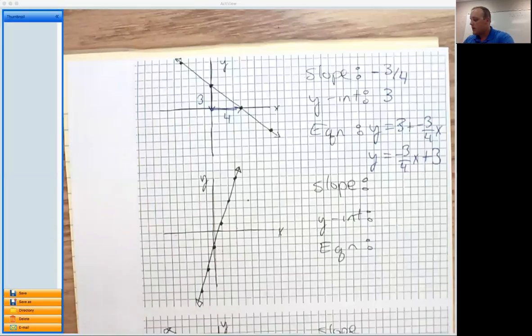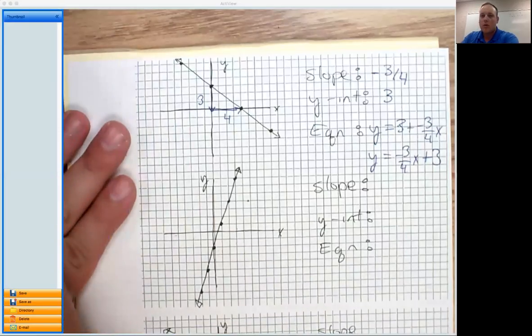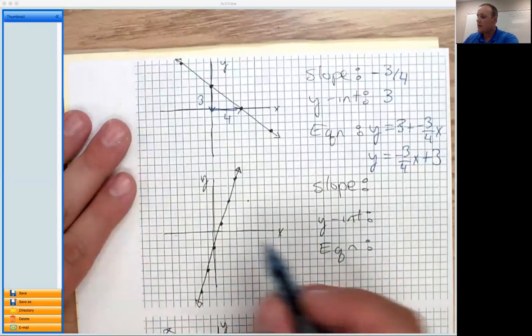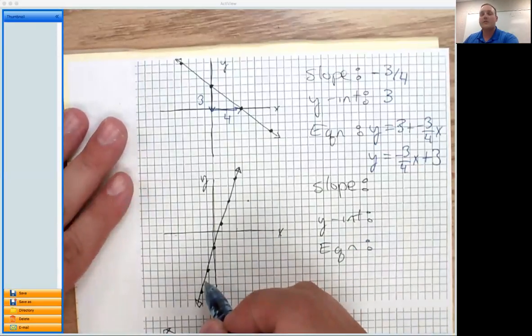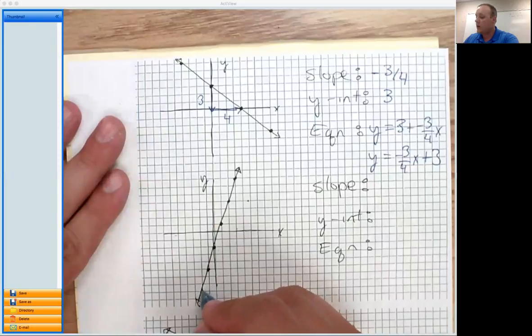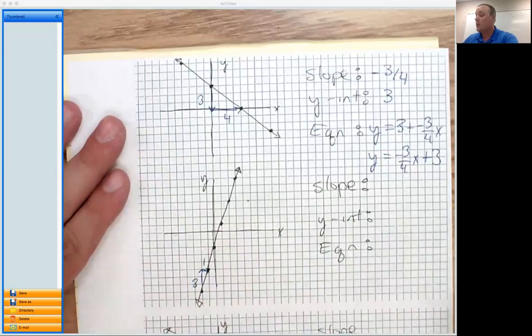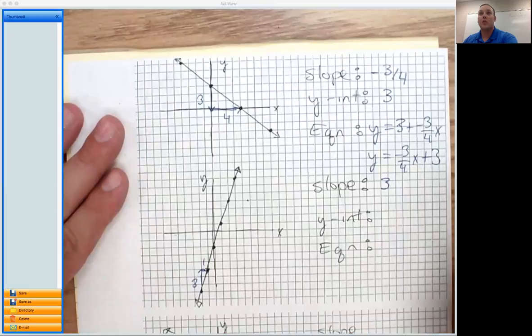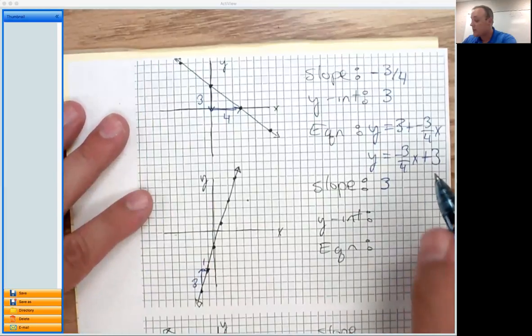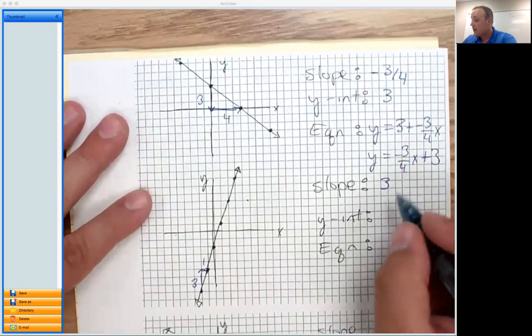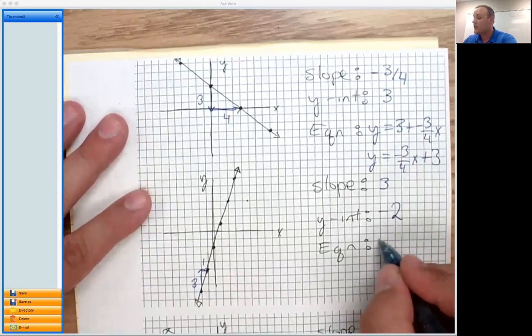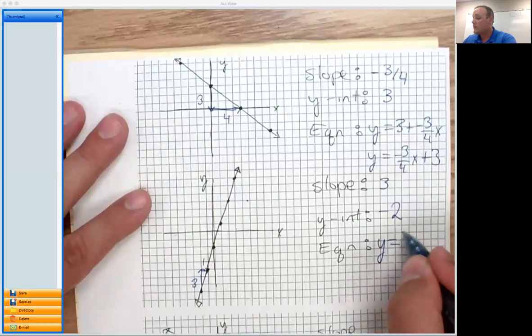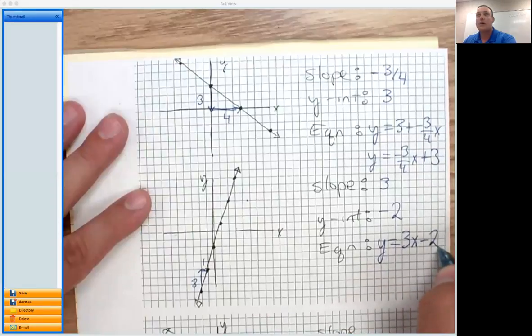All right. So, hold on. I won't make you say an answer yet, but I go up 3 and over 1, right? So my slope is 3. I don't have to write the over 1 because 3 is over 1. 3 divided by 1 is still 3. What's my y-intercept? -2. So my equation, y equals 3x minus 2.